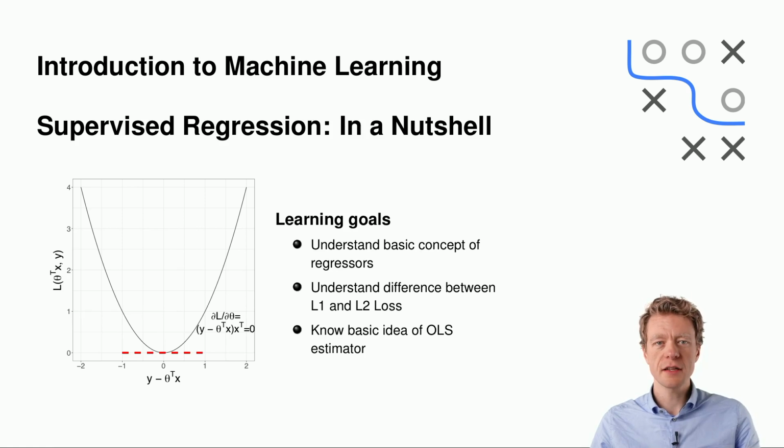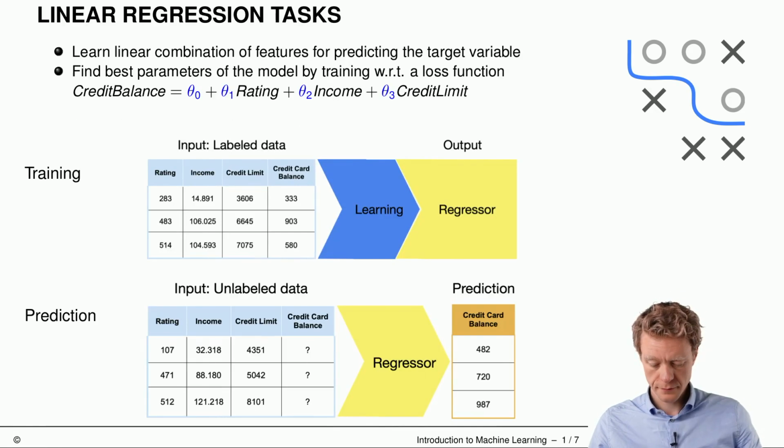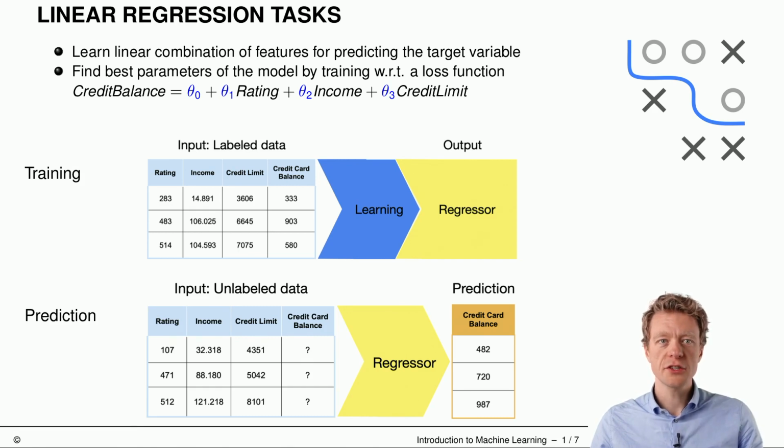In the end, you should understand the basic concept of a regressor, you should understand the difference between L1 and L2 loss, and you should know the basic idea of the ordinary least squares estimator. You already know what a supervised machine learning task is. So here we talk specifically about the linear regression tasks, or about regression tasks in general. The linear regression task is to learn a linear combination of features for predicting the target variable.